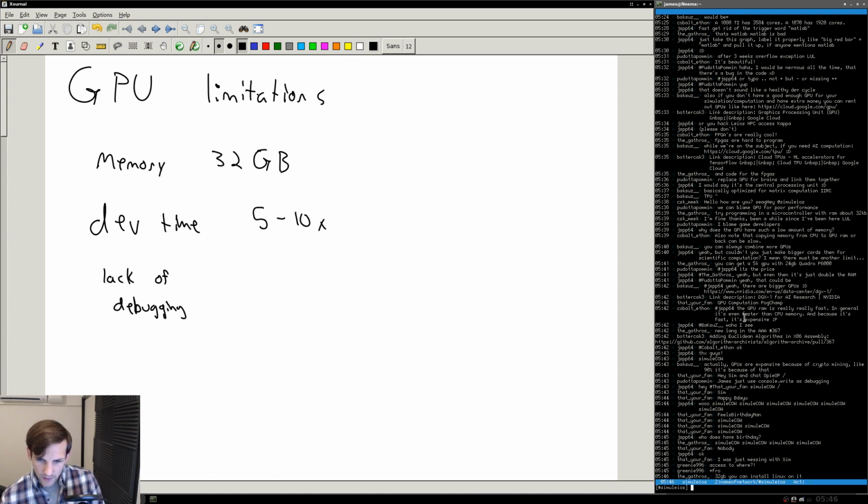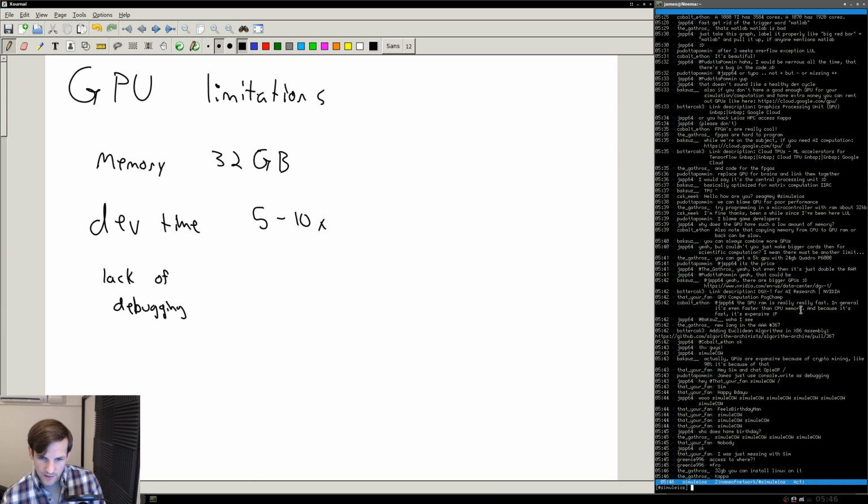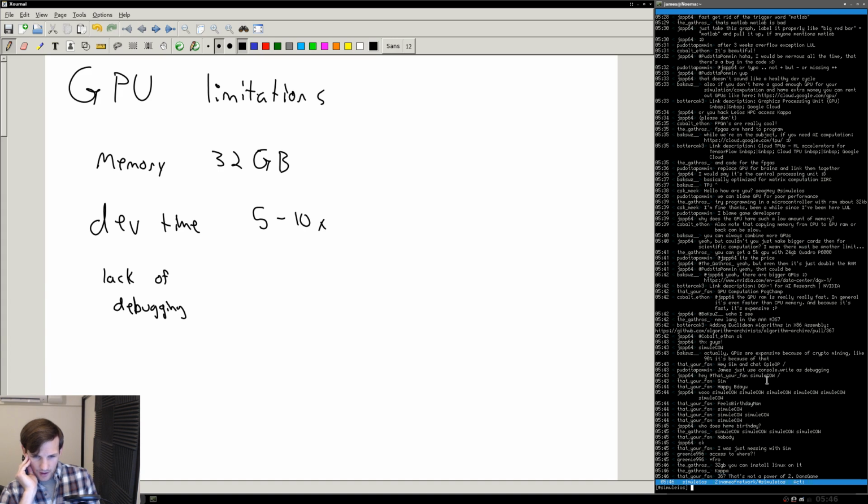In general, GPU memory is even faster than CPU memory, and because it's fast, it's expensive. Yeah, this is also true. The speed in the memory is different. They're bigger GPUs. You're correct, I'm sorry. I said 12 gigabytes because that's what I have access to on my development machine, but honestly, there is more than that. GPUs are expensive because of crypto mining, like 90% of it is that. Yeah, everything does GPU computing there.